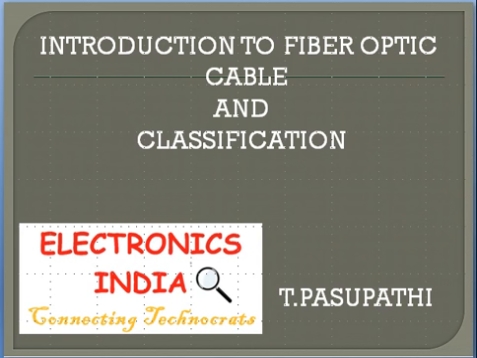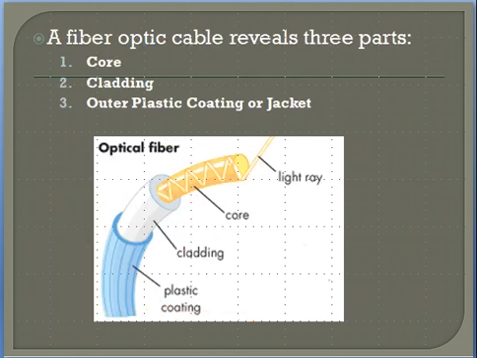In this lecture, we are going to see an introduction to fiber optical cable and its classifications. So we all know that an optical fiber is a flexible, transparent fiber made by drawing glass, silica or plastic, to a diameter slightly thicker than that of the human hair.